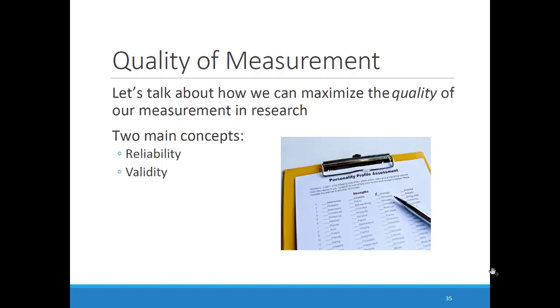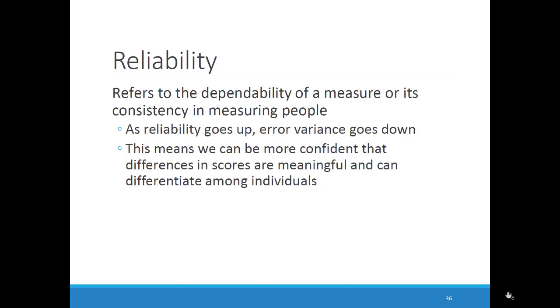All right, so now let's talk about the quality of measurement in research. And there are two main concepts to go over here. One is called reliability and one is called validity. Reliability refers to the dependability of a measure or its consistency in measurement.